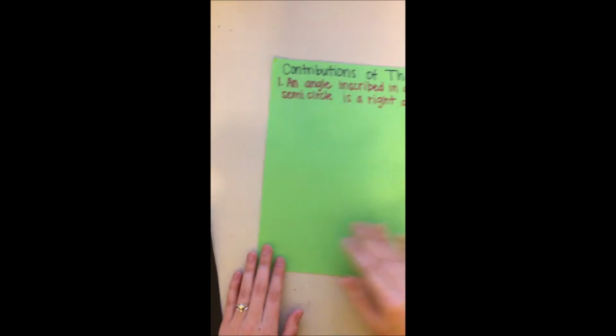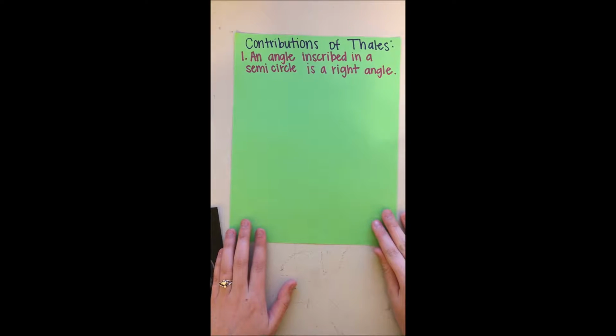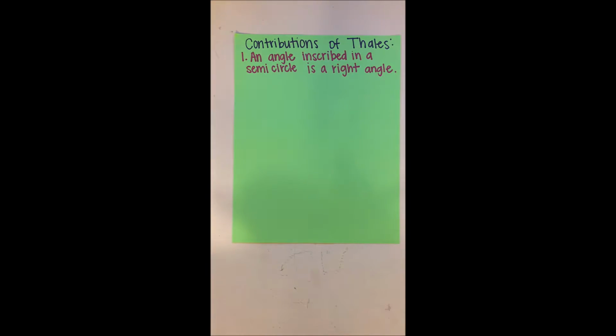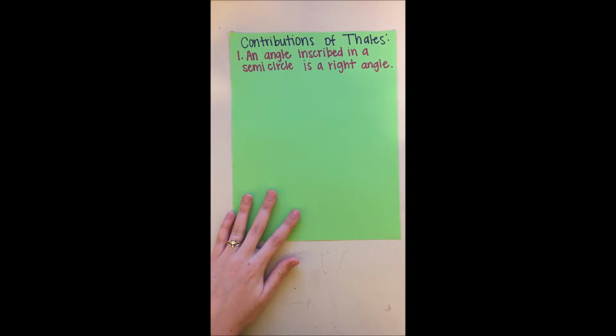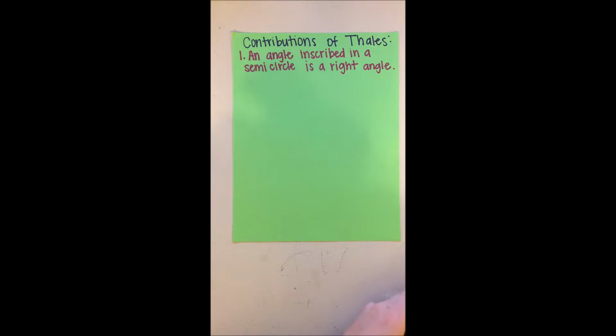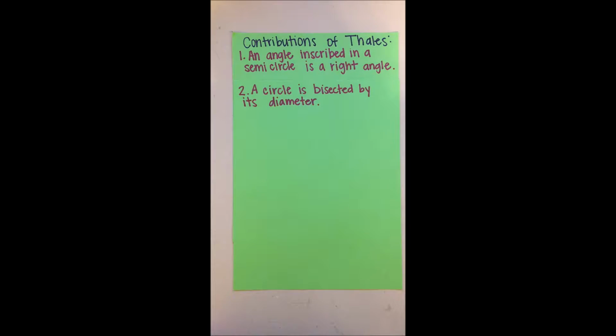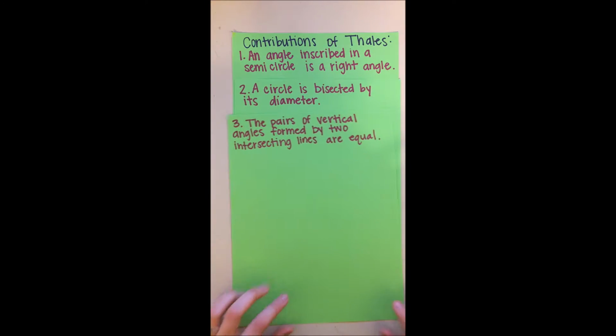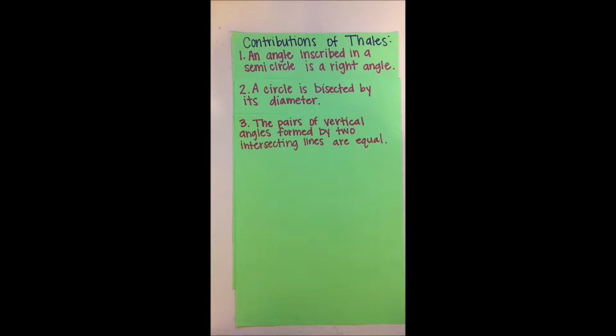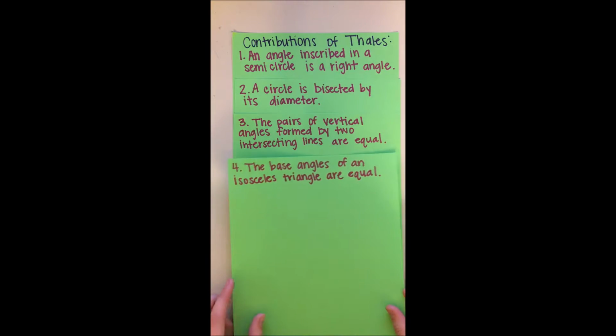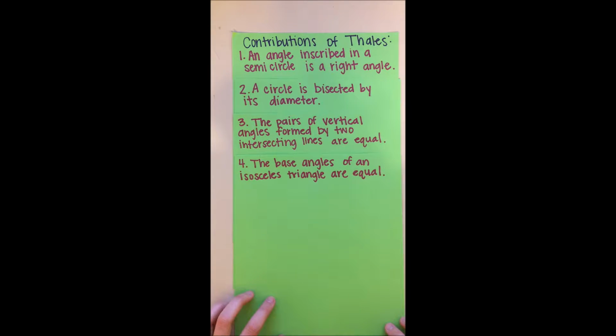So the first contribution that Thales had was an angle inscribed in a semicircle is a right angle. We'll talk about each one individually later, but first we're just going to cover each topic. The second one is a circle is bisected by its diameter. The third theory is the pairs of vertical angles formed by 2 intersecting lines are equal. The fourth theory was that the base angles of an isosceles triangle are equal.